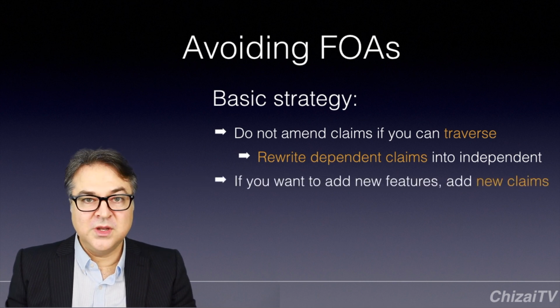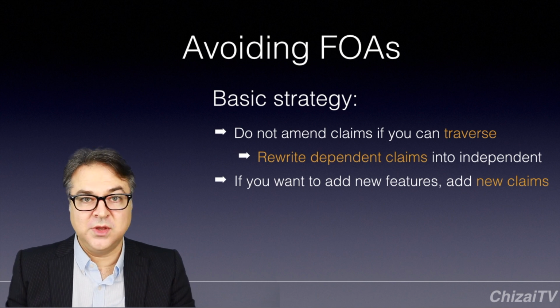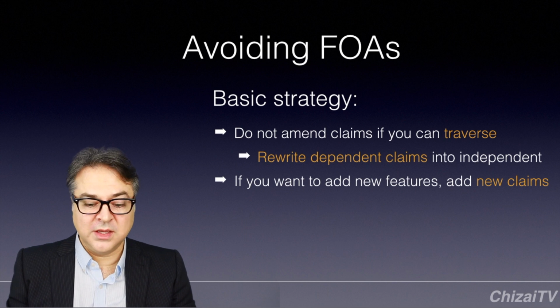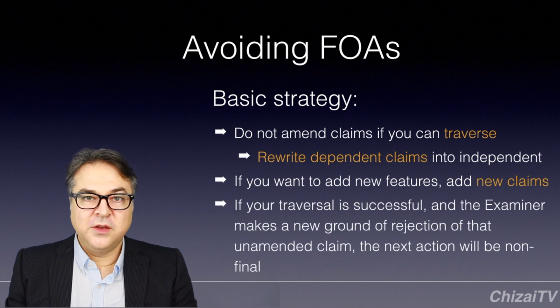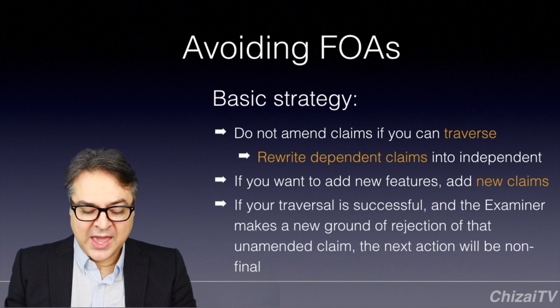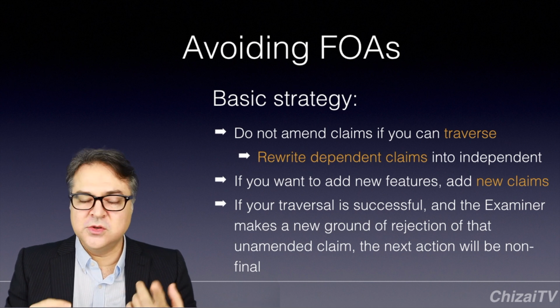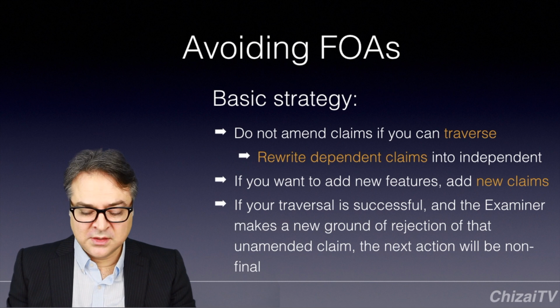If you want to add new features, add new claims, add new dependent claims, add new independent claims if you can. You're allowed to have 20 total claims and 3 independent claims. I really highly suggest you use that, especially in Japanese cases because the claims in Japanese cases are usually quite broad. And then finally here, if your traversal is successful and the examiner makes a new ground of rejection, so they use new prior art, they reject your claim for a different reason, new argument.